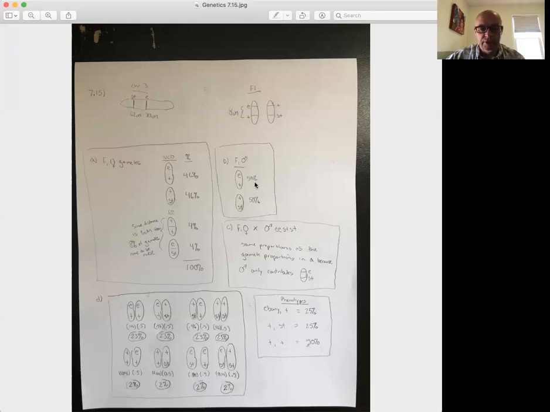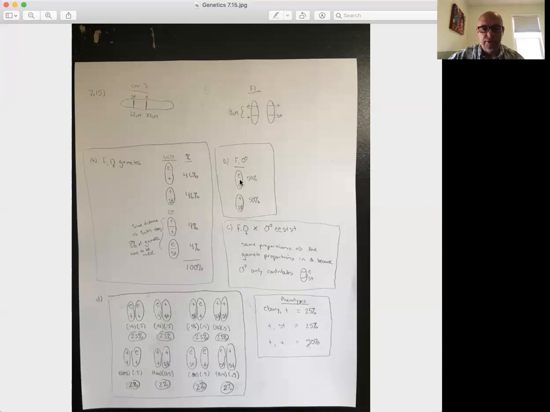Okay, so C asks the question: if you cross the F1 females with the double recessive males, what would the proportions of the phenotypic classes be? Since the males are recessive, the phenotypes are going to result in the same proportions that the gametes are produced in that F1 female. And so here are the percentages that the gametes are produced, right?